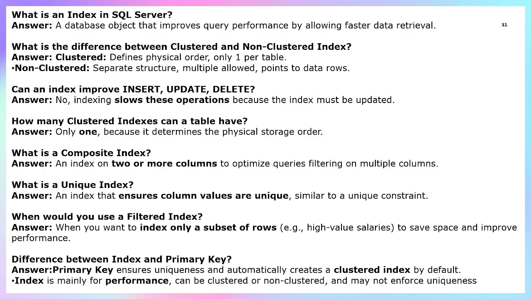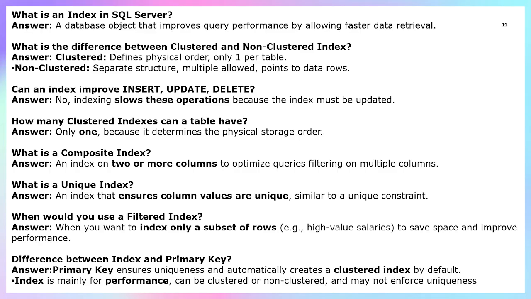Now I am coming to a few very important questions. What is indexing in SQL Server? A database object that improves performance by allowing faster data retrieval. What is the difference between clustered and non-clustered? Clustered defines the physical order, only one per table. Non-clustered is a separate structure, multiple are allowed, and it points to the data. Can indexing improve insert, update, delete? No, indexing slows the performance because the index must be updated. How many clustered indexes can there be? Only one can exist because it determines the physical data storage.